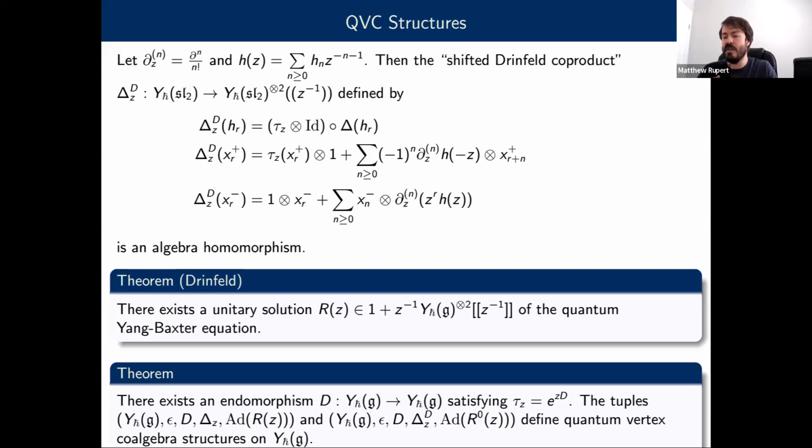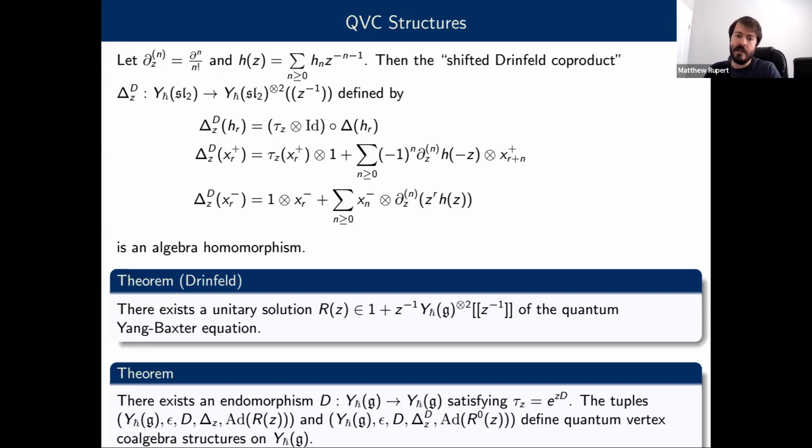And then with the shifted coproduct coming from the standard coproduct, you take C to be the counit, you take D to be this logarithm of tau z, and then your S matrix, your solution of the quantum Yang-Baxter equation, is not R, but rather add R, where you conjugate by R and its inverse.